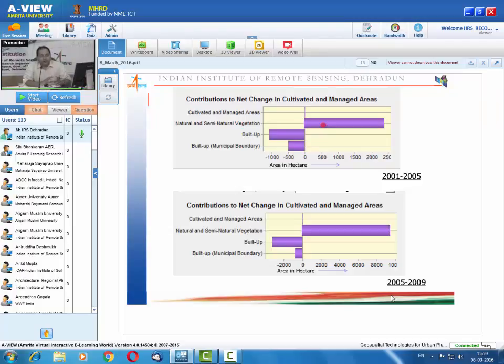So by drawing this diagram, we can find out what the land transformation process is in our study area. In our study area, we found it is mainly natural and semi-natural vegetation which is first transforming into cultivated areas, because we have a large contribution of natural and semi-natural to the growth of cultivated areas. And then these cultivated areas are transforming into built up areas, both built up inside municipality and built up outside municipality. And of course, in some cases the natural vegetation is also transforming to built up area, but that is very little.